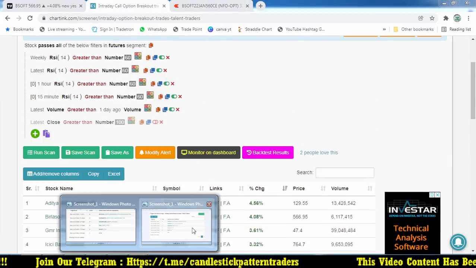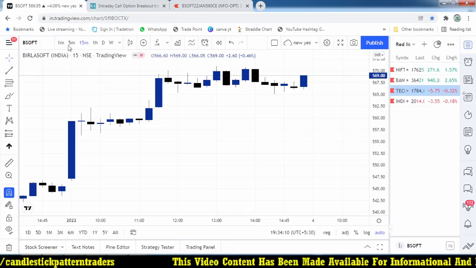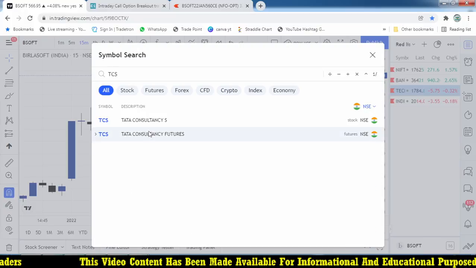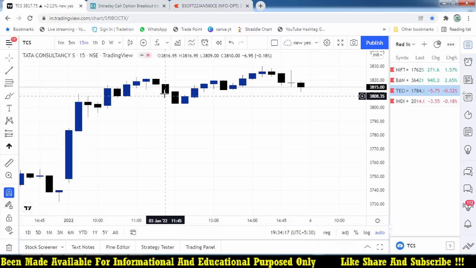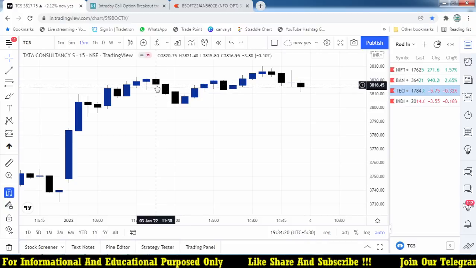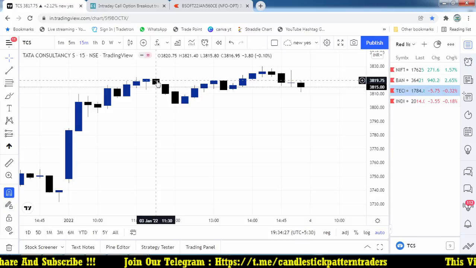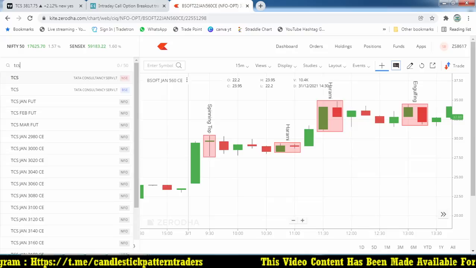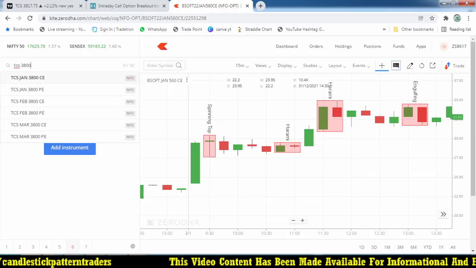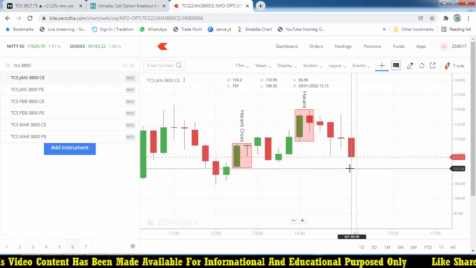And finally we got the stock called TCS at 11:30. Let me open TCS at 11:30. Somewhere around 3,821 and 3,850, so can we go for the 3,800 at 11:30? TCS 3,800 at 11:30 we are going to take. So the 11:30 candle should be our reference candle, and we are going to take a trade.